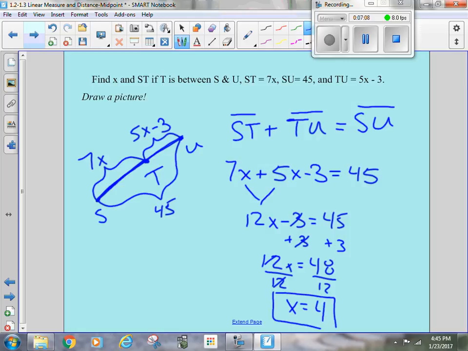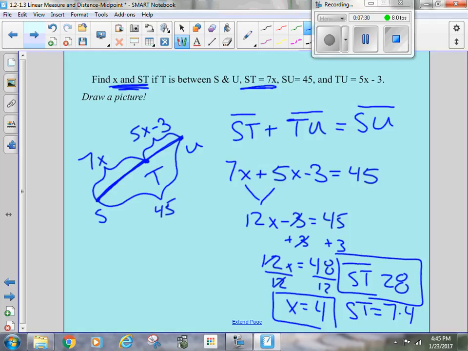Now that we have our x, we want to find x and ST. ST is equal to 7x. So then I can take ST equals 7 times 4, which equals 28. So segment ST equals 28.